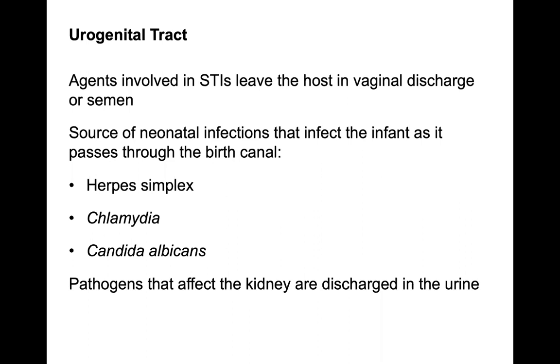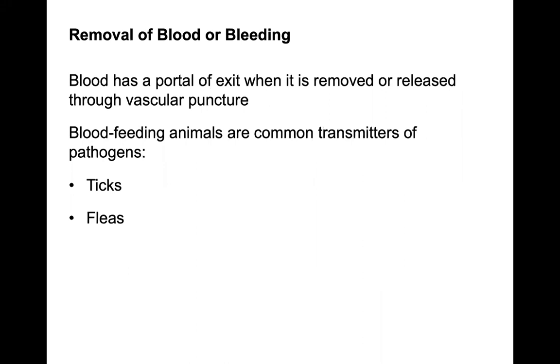The urogenital tract: agents involved in STIs leave the host through vaginal discharge or through semen. It is a source of neonatal infections that can infect the infant as it passes through the birth canal. You have herpes, chlamydia, Candida albicans. Pathogens that can infect the kidney are typically discharged in the urine. You also have blood as a portal of exit when it is removed or released through vascular puncture. Blood-feeding animals, such as ticks and fleas, are common transmitters of pathogens. We saw a few diseases that involve those vectors.